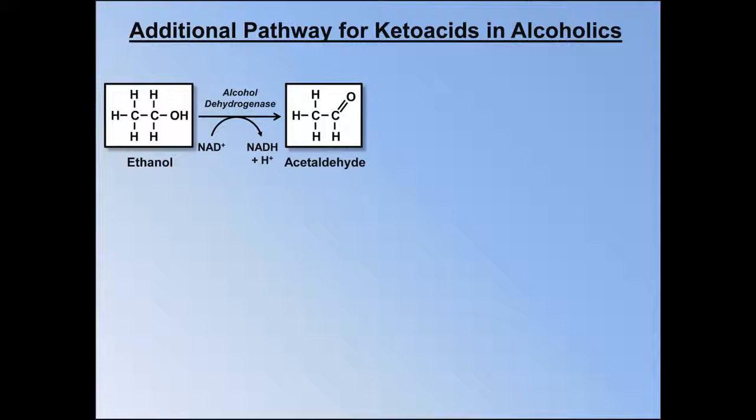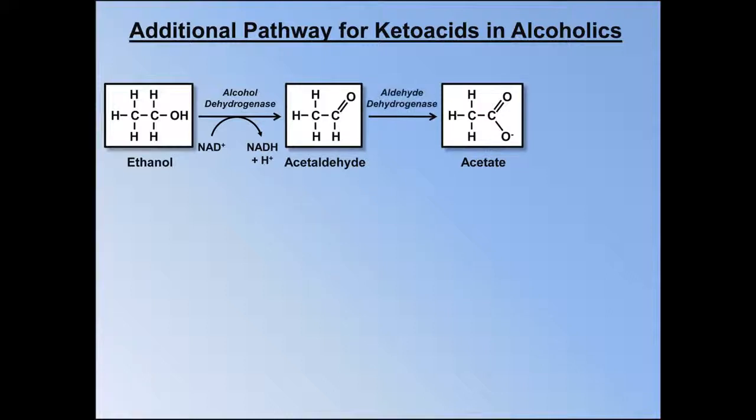The next step in ethanol metabolism is conversion of acetaldehyde to acetate, which is assisted by an enzyme called aldehyde dehydrogenase. Finally, acetate is converted into acetyl-CoA, at which point it can enter the citric acid cycle and provide energy for the generation of ATP. This is how ethanol can provide a major source of calories for alcoholics. Alternatively, the acetyl-CoA can be used as a precursor for ketoacids, as we just saw.